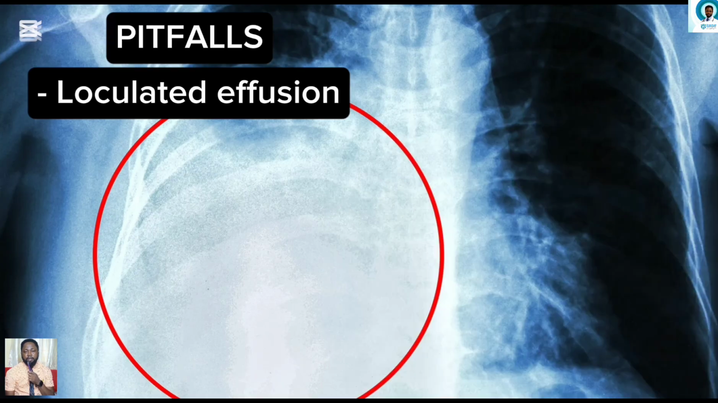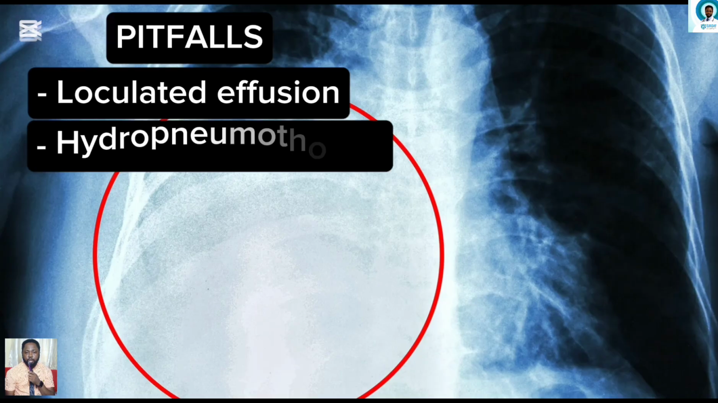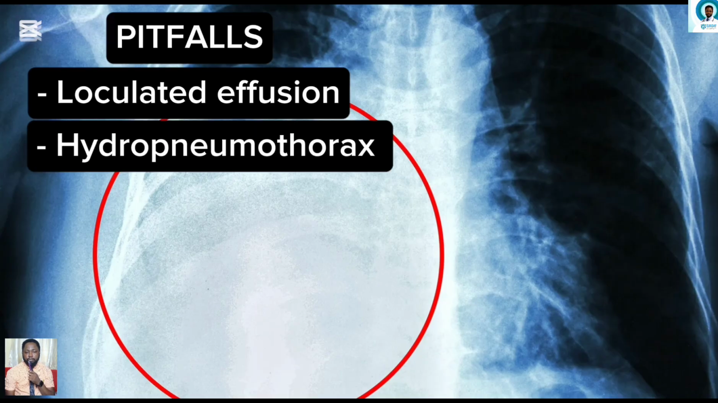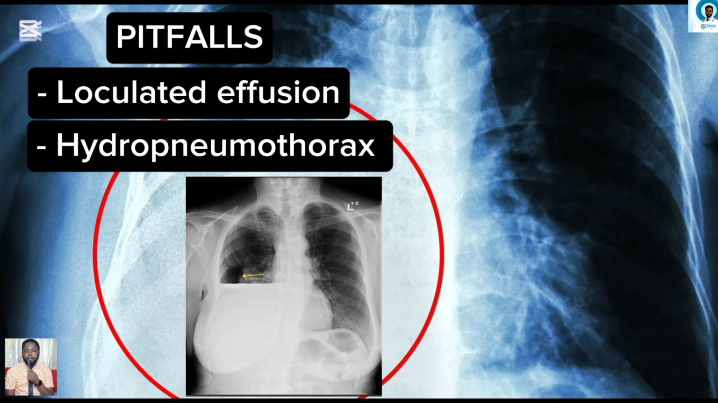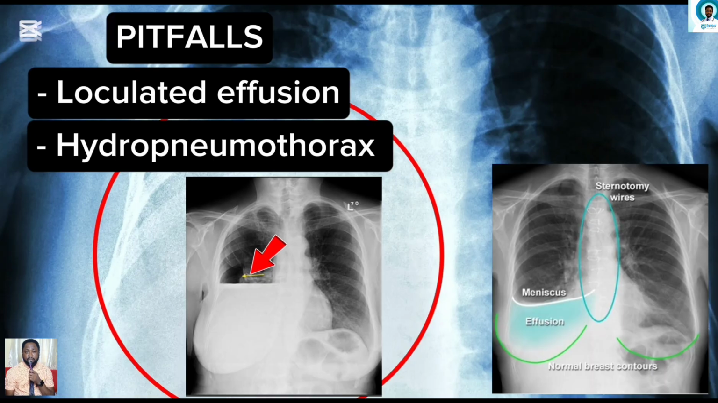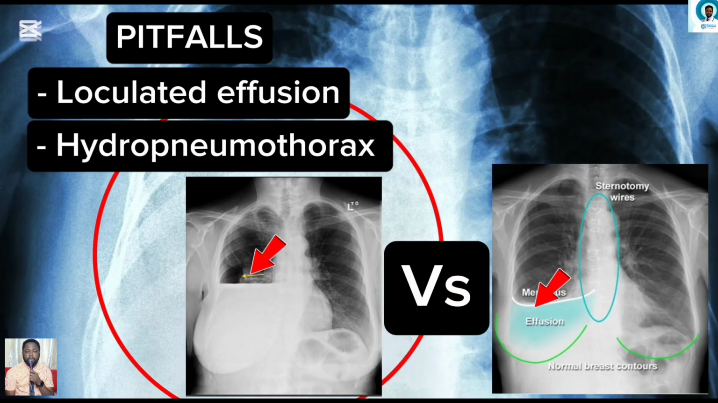Another pitfall is in cases of hydropneumothorax. This is a combination of air and fluid within the pleural space. In this case, there is usually a horizontal air fluid level on an upright film. This is unlike the meniscus sign that occurs in a pure effusion.